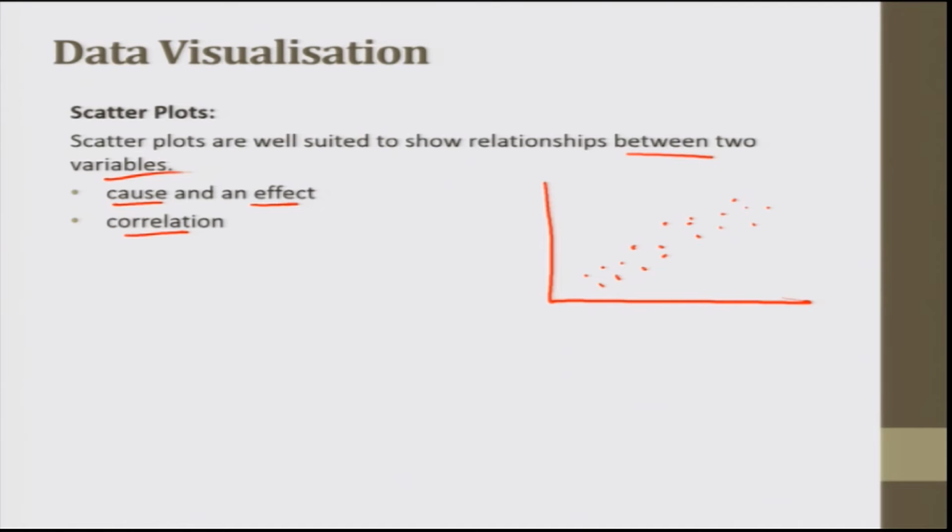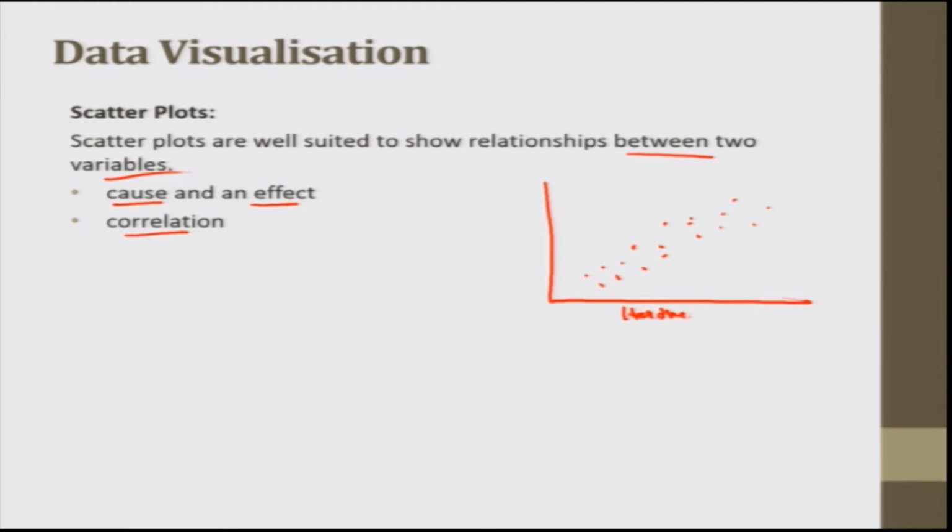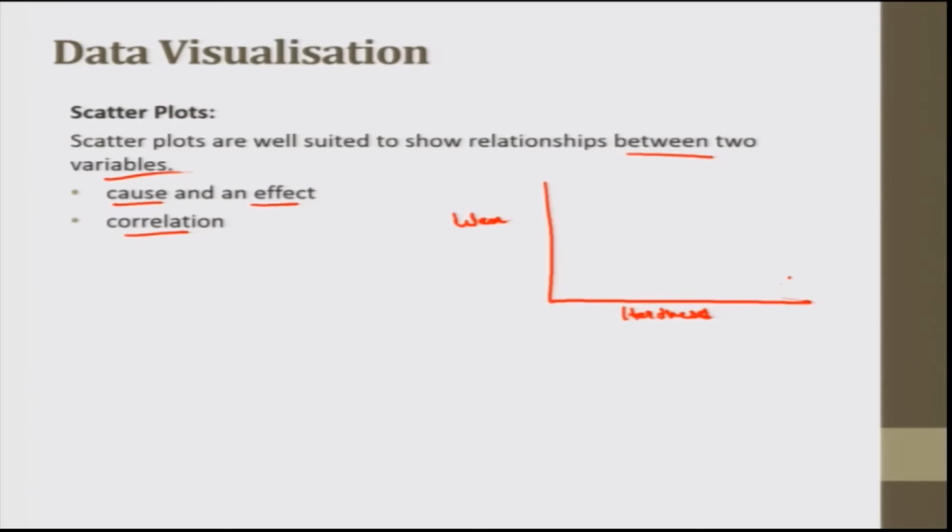Okay, let me say in my metrology lab, I am trying to measure the force, or I am trying to measure the hardness. Hardness and wear. When I am testing some specimen for wear, the hardness is increasing. For more hardness, I will see the wear would be less, and for less hardness, the wear would be higher. You can see this kind of scatter plot here.